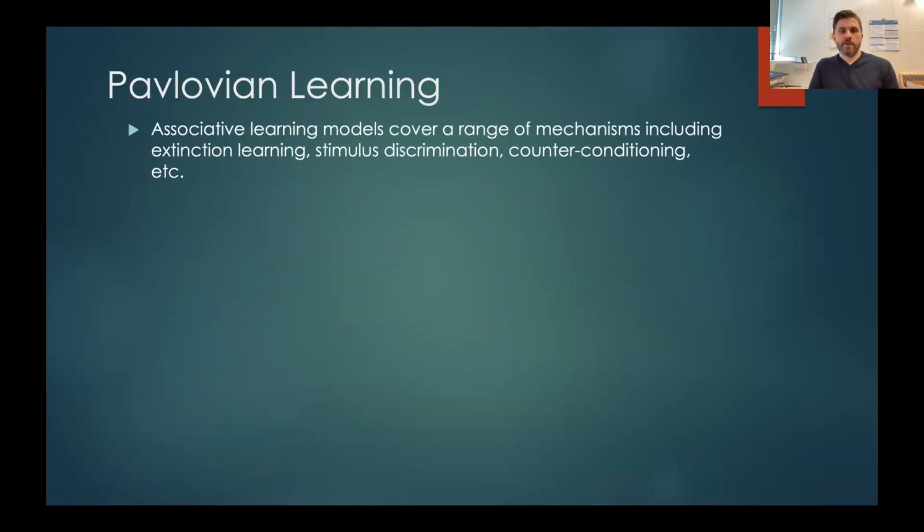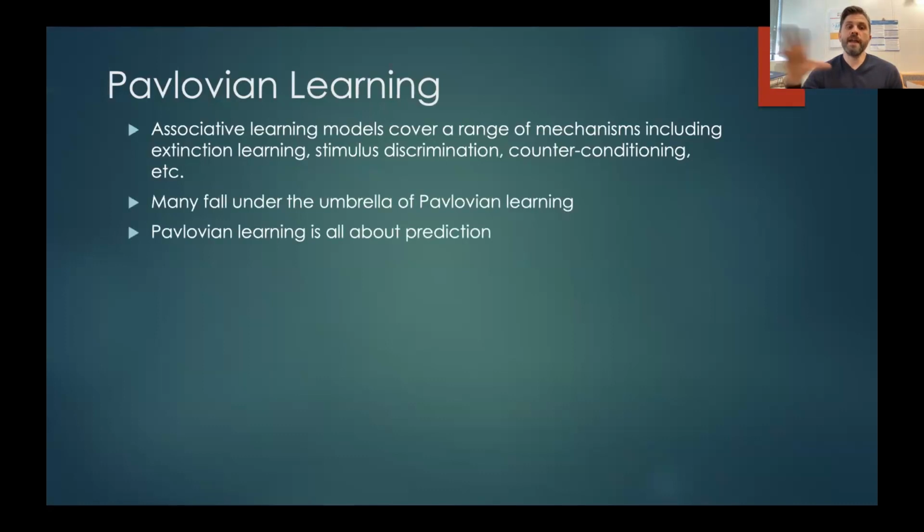So associative learning models cover a range of mechanisms. And again, for many of you who are familiar with it, include terms like extinction learning, stimulus discrimination, counter conditioning. Many of them fall under the umbrella of what we call Pavlovian learning. And Pavlovian learning, again, apologies if this is basic for some folks, but I think it's important to talk about it just to make sure we're all on the same page, is all about prediction.